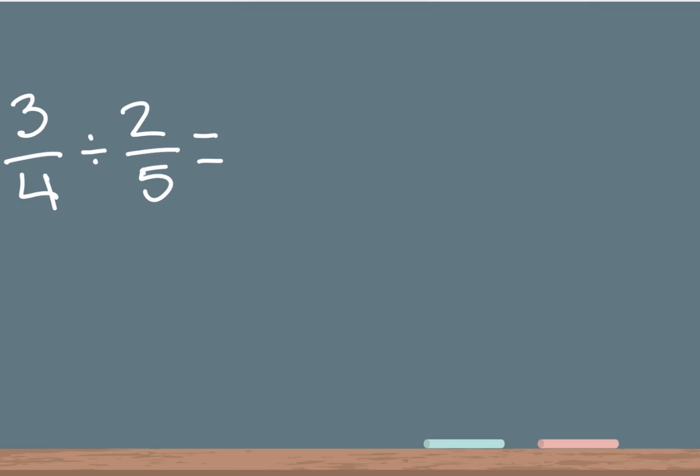Our first step is going to be to rewrite our problem. So we're going to have 3 over 4. Then you're going to switch the number for the second number. So you're going to have 5 on the top and then 2 on the bottom.